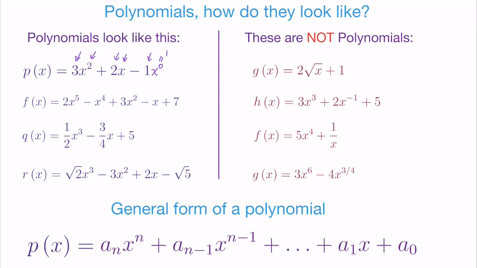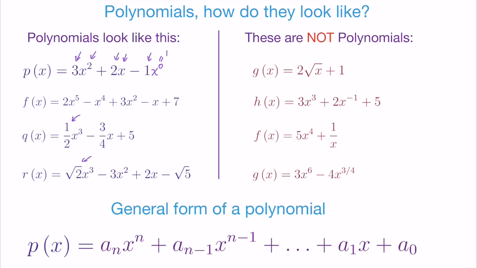The number in front of the power could be a rational number, like a fraction. It could even be a radical number in front of the power. So that's the number that is in front of the power of x. What is not allowed for a polynomial is to have x inside a square root, for example. All polynomials have powers that are non-negative integers, so positive integers or 0.